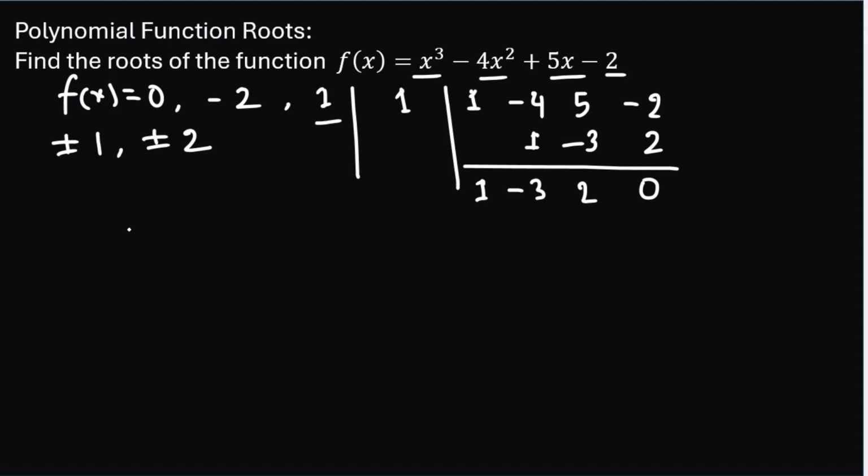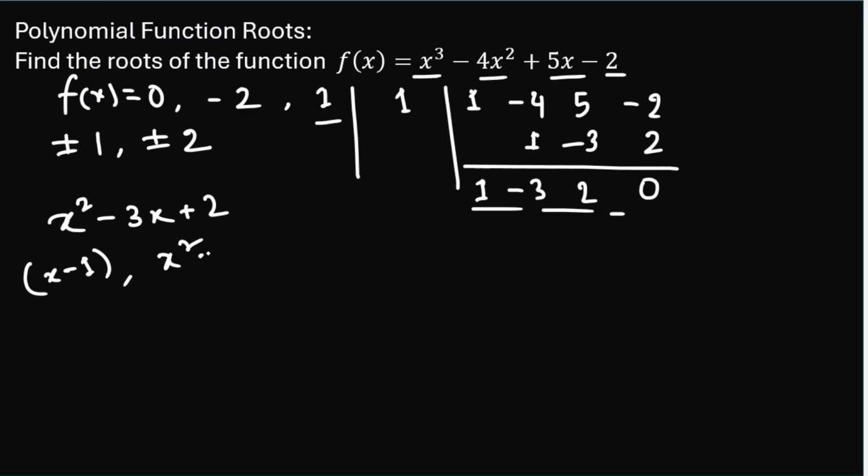So now using the coefficients we will get the equation x square minus 3x plus 2. So here one of the factors is x minus 1 of the function x square minus 3x plus 2. So now we need to calculate this one.